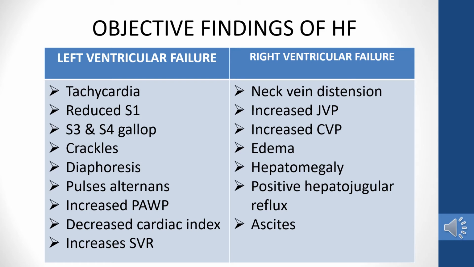And in right heart failure, findings are neck vein distension, increased jugular venous pressure, increased central venous pressure, edema, hepatomegaly, positive hepatojugular reflex, and ascites.